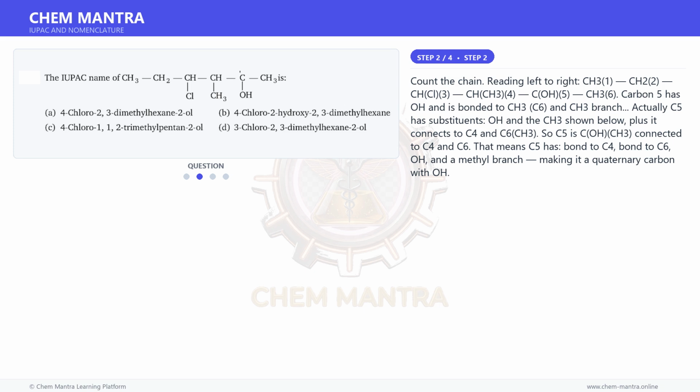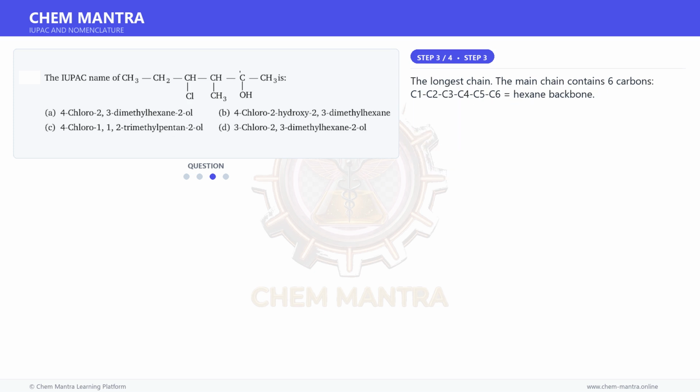So C5 is C, O, CH3, connected to C4 and C6. That means C5 has a bond to C4, a bond to C6, O, and a methyl branch, making it a quaternary carbon with O. The longest chain: the main chain contains 6 carbons, C1, C2, C3, C4, C5, C6, which is a hexane backbone.